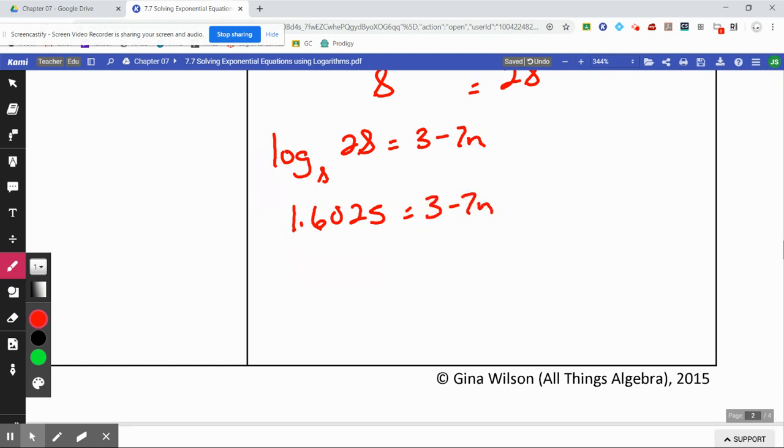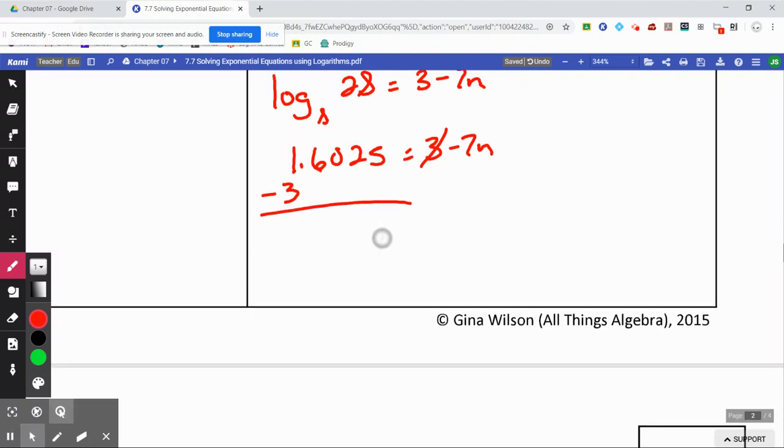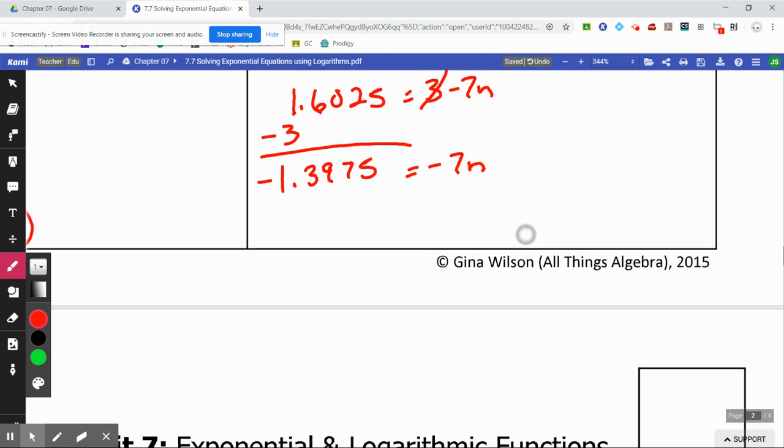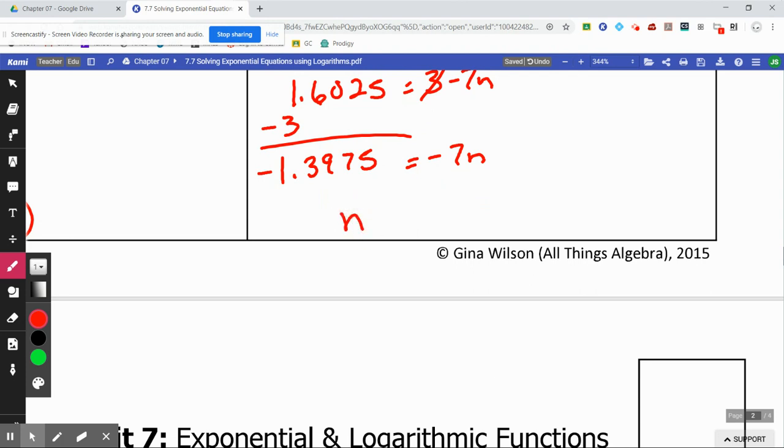Next step, we've got to get rid of 3 by subtracting 3, so we're going to do minus 3 there, and we get negative 1.3975, and that's equal to negative 7n. Last step, divide by negative 7, and you get n as approximately 0.1996.